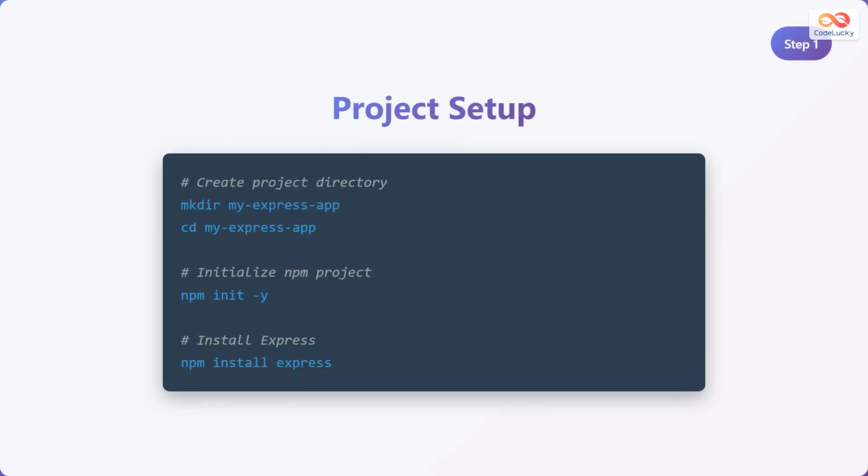Now let's set up our project. First, create a new directory for your project using the command mkdir myexpressapp, and then navigate into it using cd myexpressapp. Next, initialize a new npm project by running npm init -y. This will create a package.json file in your project directory. Finally, install Express using the command npm install express.